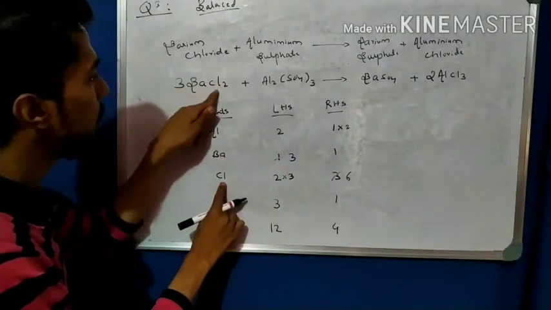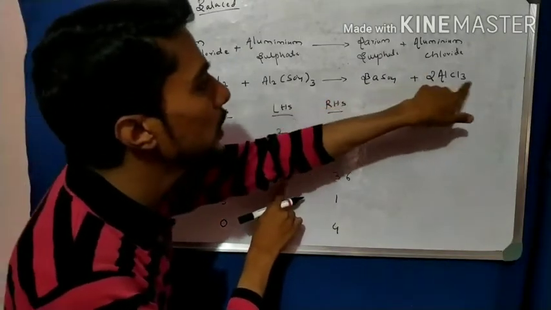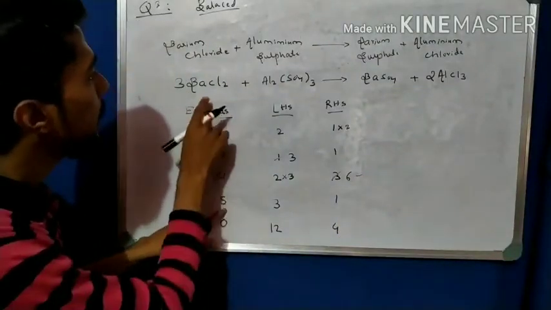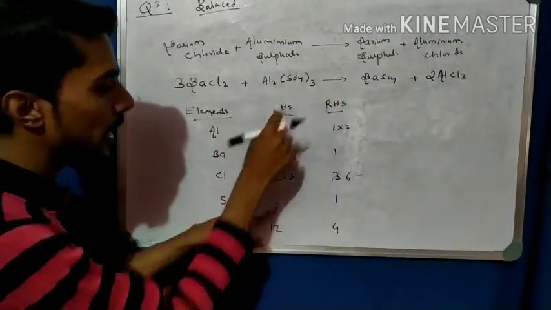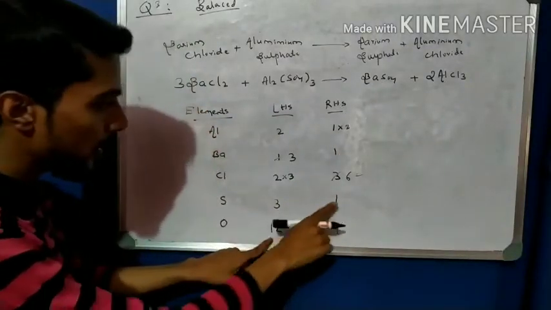Okay, it is changed. Same. Cl is 3 into 2, 6 balance. Okay, it is no problem. Correct. Next, S is here 3. Okay, 3 right. S is here 1. Okay, it is right. It is not disturbed. Still we need to balance.